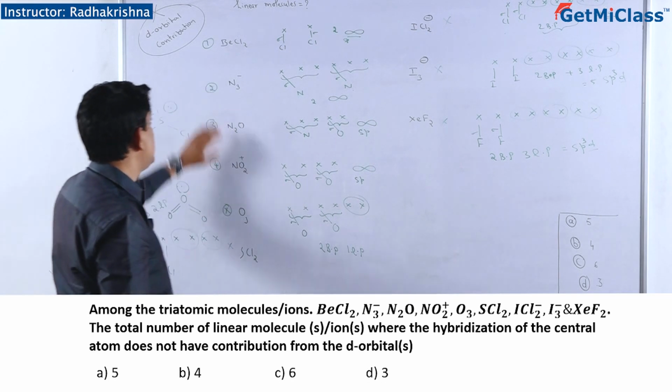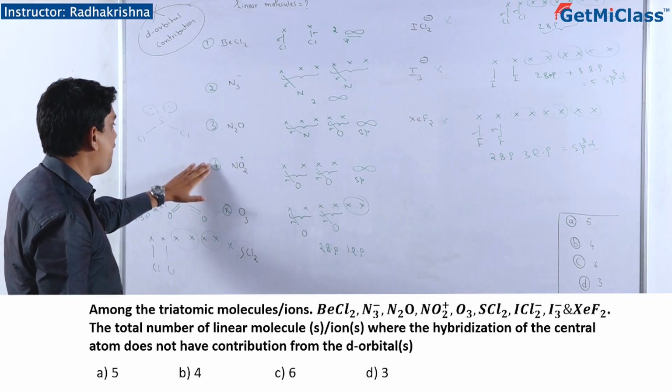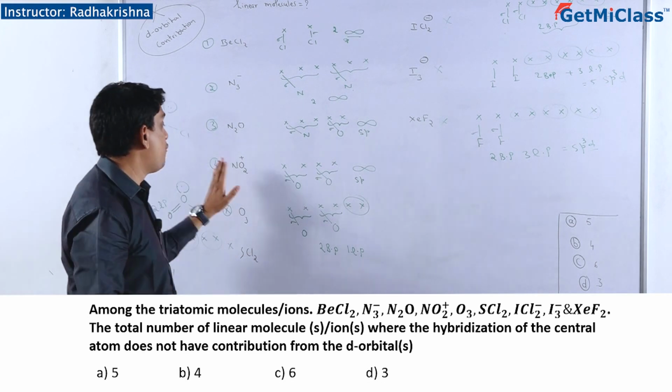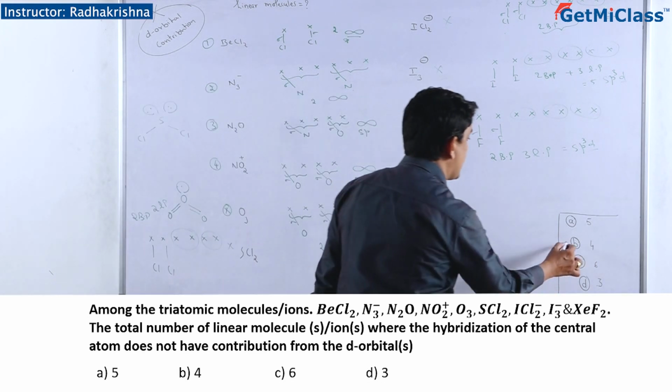So in total, we have 4 species with linear geometry without a contribution from the d. So 4 is the right answer, given at option B.